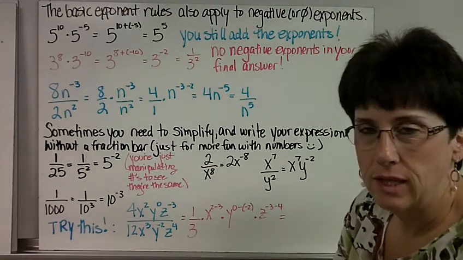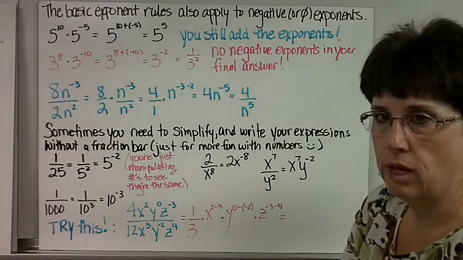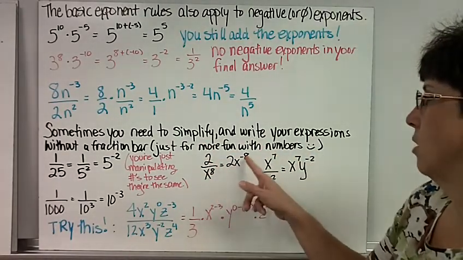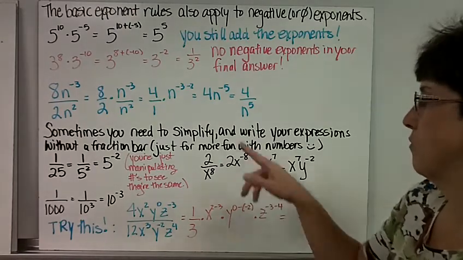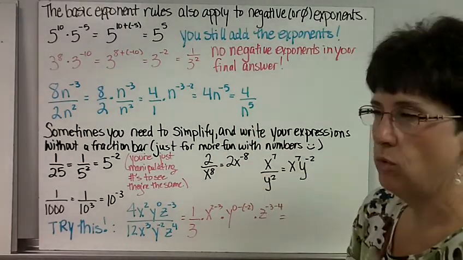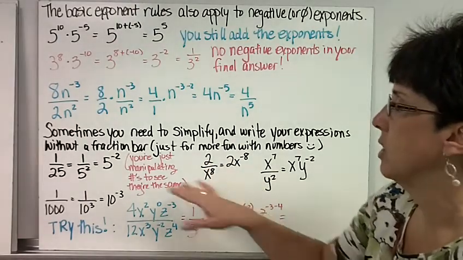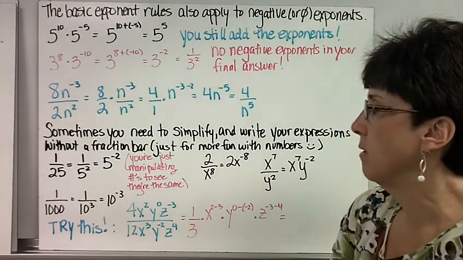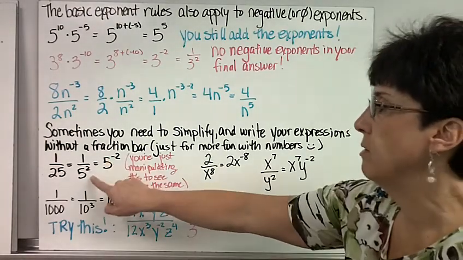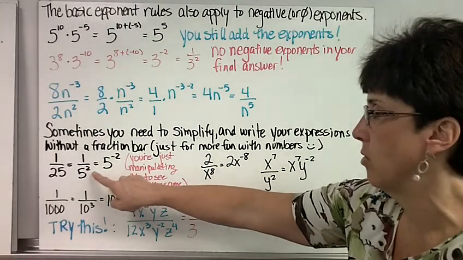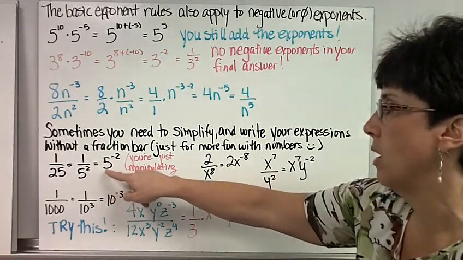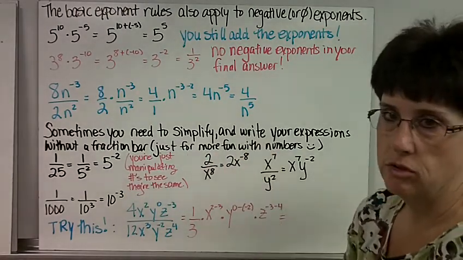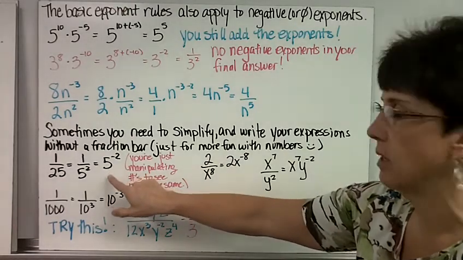Now in the book, they have you rewrite some things without saying, it says rewrite without a fraction bar. So I'm saying sometimes you need to simplify and write your expression without a fraction bar. And I want you just to think of it, it's just more fun manipulating numbers, okay? I don't really know why the book has you do that, but I want to explain it to you. So they say rewrite 1 over 25 without a fraction bar. So we simplify 25, it's a perfect square, to be 5 squared. And then we rewrite it and say 5 to the negative 2. So you're just manipulating the numbers back and forth to understand how they move. We would never have a final answer like that, okay?